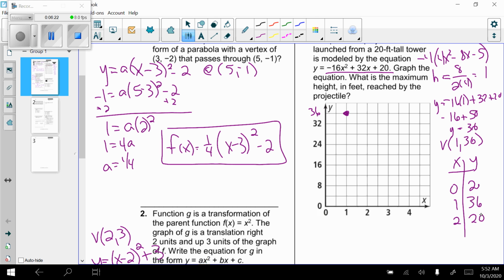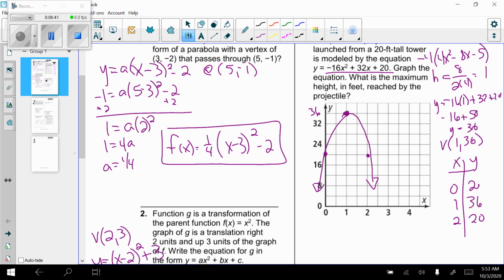So the 0, 20, so let's see. This is 20 right here. And then 2, 20. So I can go ahead and draw the picture of my parabola. So I know that there's the graph. So we did the first thing, graph the equation.